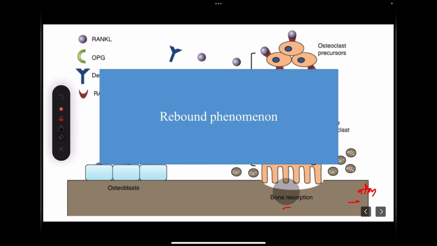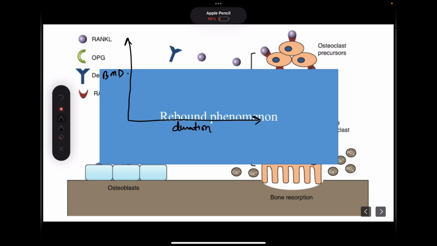One thing we should be knowing about denosumab is that it does show the rebound phenomenon. What the rebound phenomenon is, if I again draw this graph where BMD is shown on this side and duration is shown over this side, I started denosumab in this patient and BMD started rising like this.